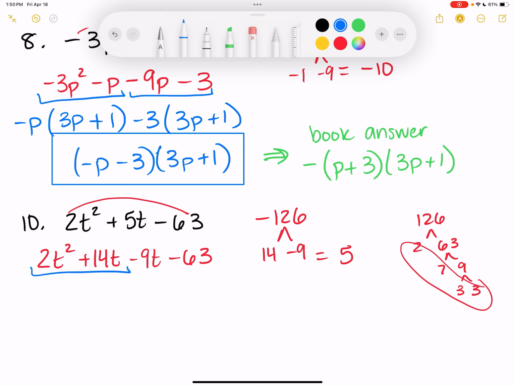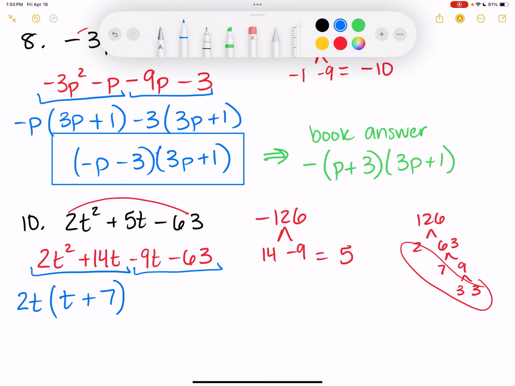So I have my two pairings here. So out of this first pairing, what can I take out? 2. And 2. That was definitely. So 2t, if I take out a 2t, what am I left with? T. And what about the second one? 7. Plus 7, not t.